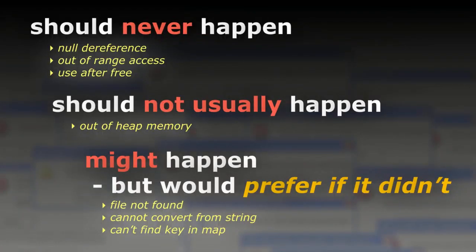So the last category, very boring examples. You can read that: file not found, couldn't convert from a string, couldn't find key in a map. Just the run-of-the-mill "I'd like to do this, I couldn't, okay, I'll do this instead." We have to deal with that all the time. It's a bit closer to just normal control flow rather than a catastrophic error. We deal with this a lot.